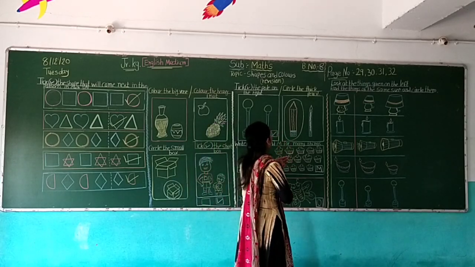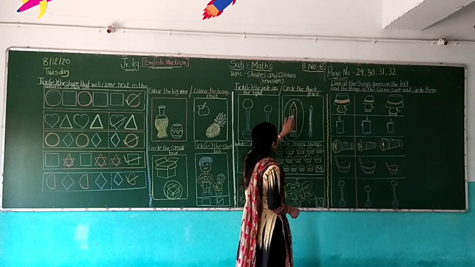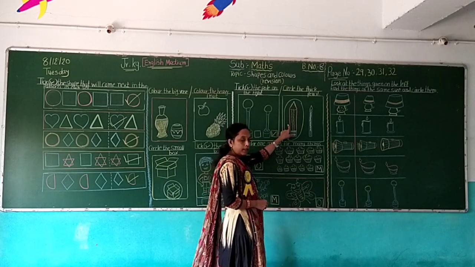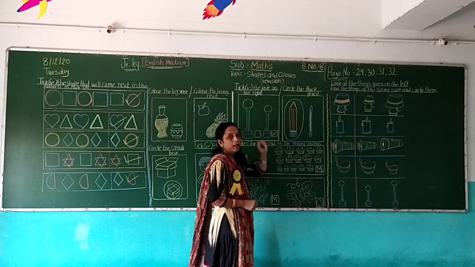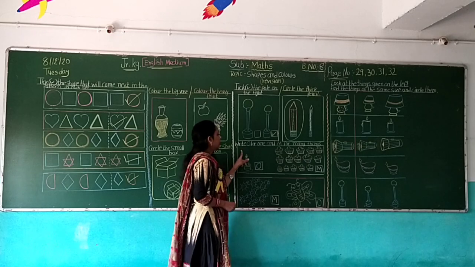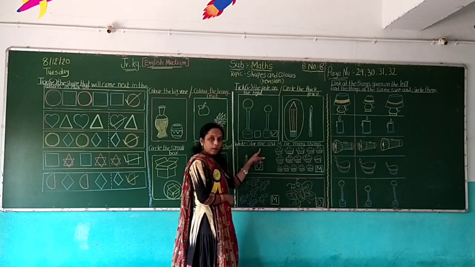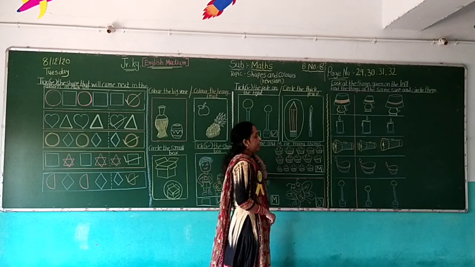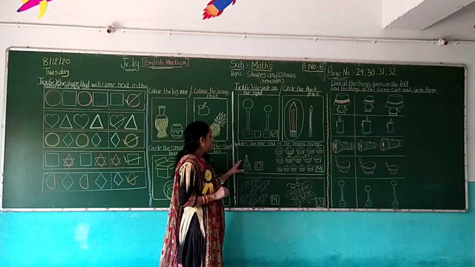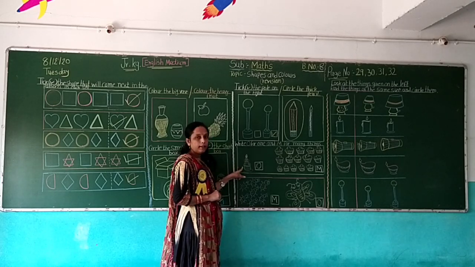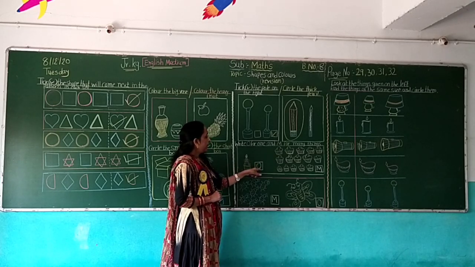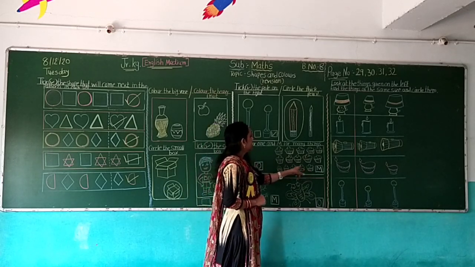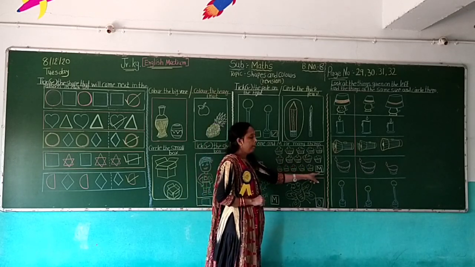Now next, circle the thick pencil. So thick, thin. This pencil is thick. So here we circle the thick pencil. Now next, write O for 1. Only 1. O for 1. And M for many. Many means ज़्यादा. So here I drew a cake. Look here, only one cake. Okay, so here we write O. And here, look here, many things. So here we write M.